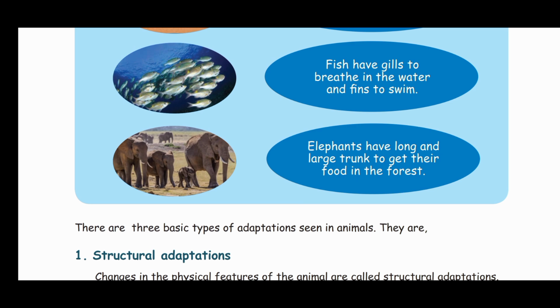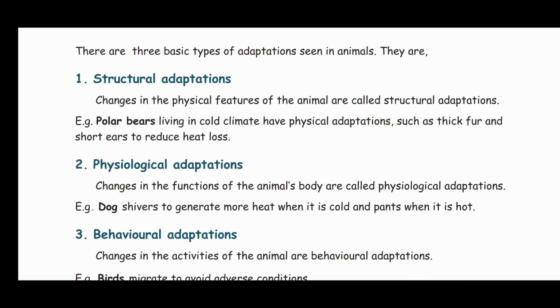Next one, elephants have a long and large trunk to get their food in the forest. If the food is at a height, they can use their large trunk to get it. So it will be useful for them when they are living in the forest. These are some adaptations they have made to live in a particular environment. These are the three basic adaptations seen in animals. So they have given some adaptations which are done by the animals.